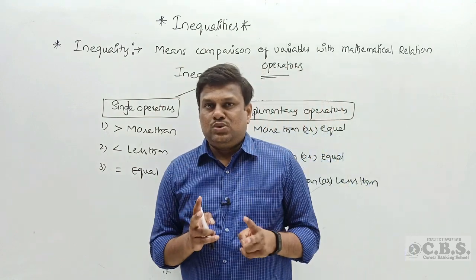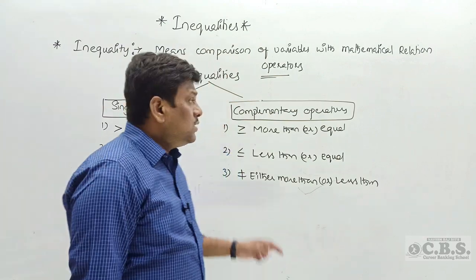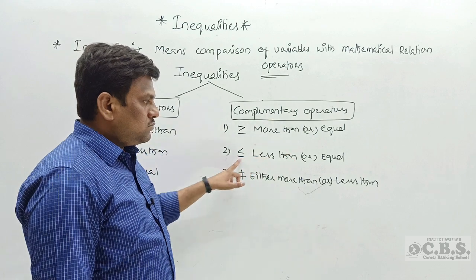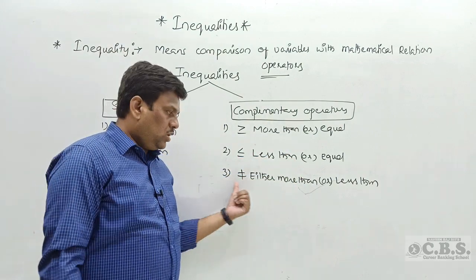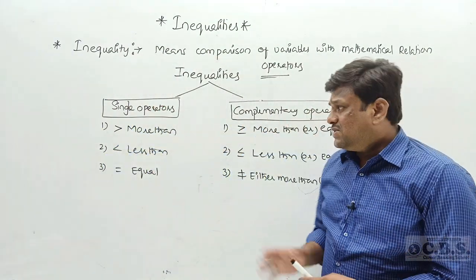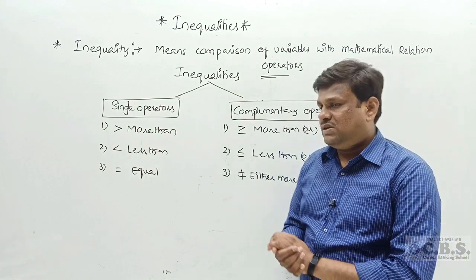When you get 2 conclusions, more than one conclusion, those are called direct complementaries. Direct complementaries are 3 types. More than or equal to, less than or equal to, and either more than or less than, but not equal. Not equal to means what? Either it means more than, or it means less than. These are the 2 types of inequalities in our syllabus. So this is the basic fundamental.